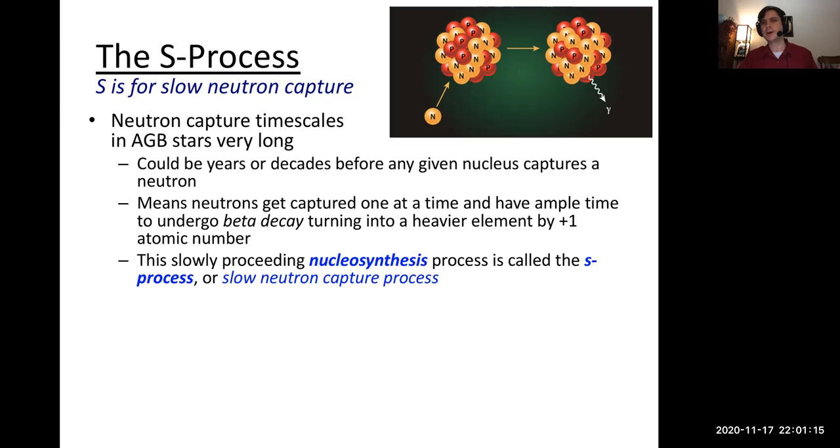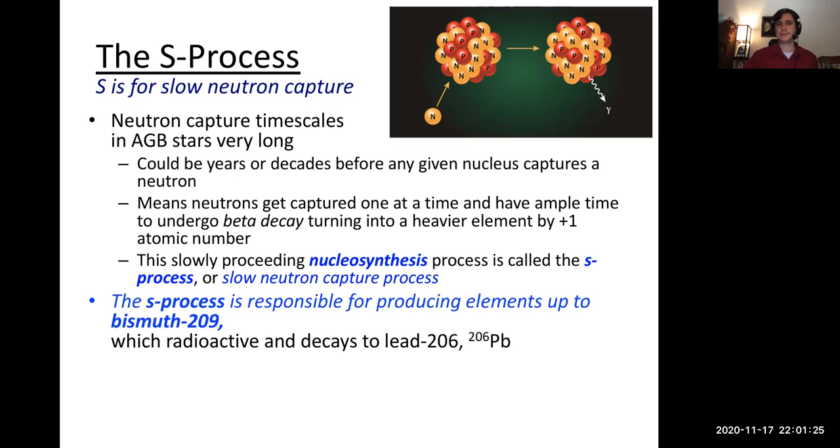Since this is such a slow process for any given nucleus, it's going to have 2 neutron captures over the course of like a decade. So we call this the slow neutron capture process. While slow, you have to remember that these stars are living for tens of thousands to hundreds of thousands of years on the asymptotic giant branch. You can slowly build up heavier and heavier and heavier elements all the way up to bismuth 209, which will then radioactively decay into lead.